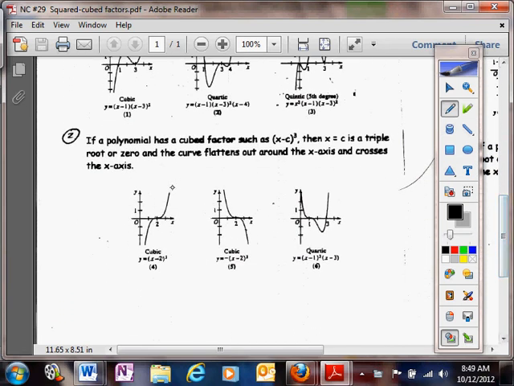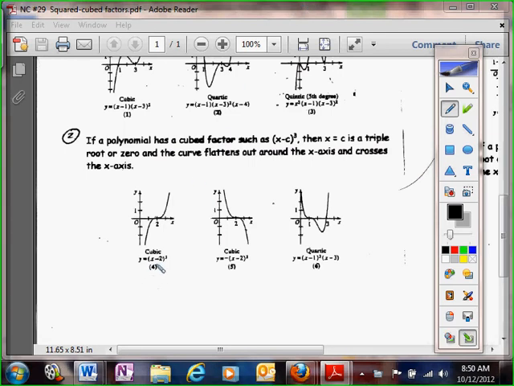This next one says, if a polynomial has a cubed factor in it, such as x plus or minus something, all cubed, then when you solve for x, what c actually is, it's a triple root or zero, and the curve flattens out around the x-axis. So before we were talking about double roots and them bouncing off the x-axis. Here it's actually going to flatten out. Let's take a look. This first one, you see that it is y equals x minus 2 cubed.